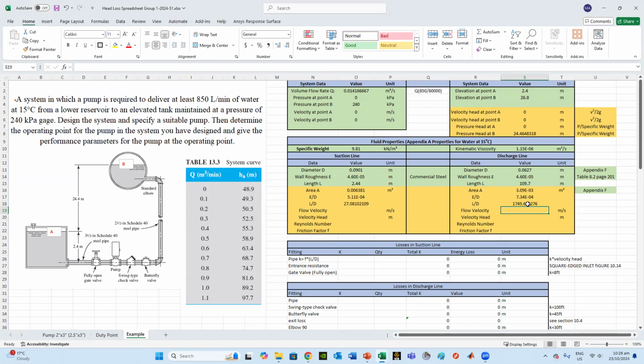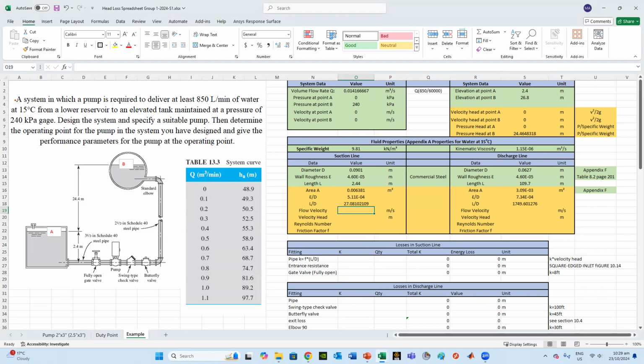So that would be useful for me for the Darcy equation, L over D, and this one, E over D, the relative roughness. For the Reynolds number, which will help me to find the F, the friction factor. All right, flow velocity, here you have the Q.